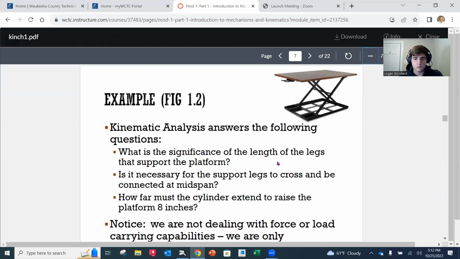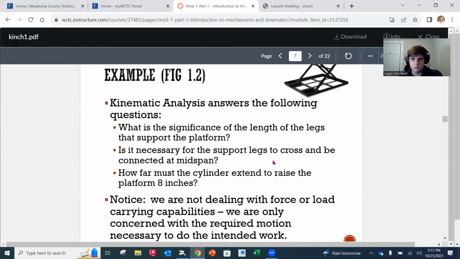So what is the significance, it says here, of the length of the legs that support the platform? You don't have to answer these. This is like what kinematics would answer. Is it necessary for those support legs to cross and be connected at mid-span, or could you change where they actually connect? And how would that then alter the output of that displacement? How far must that cylinder extend to raise that platform? 8 inches, for instance, okay? So those are kinematic questions that would be answered through that process.